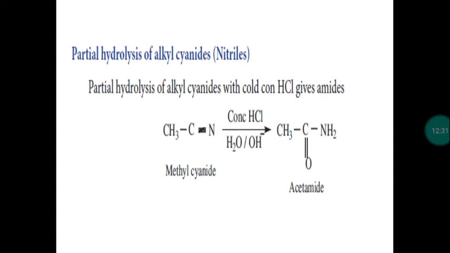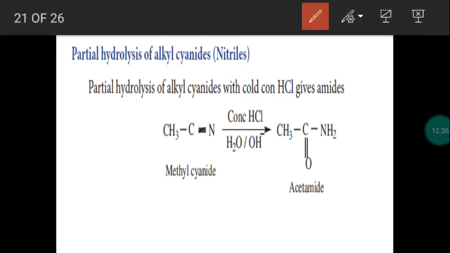Third process, partial hydrolysis process, addition of water. So the hydrolysis is taking place with cold concentrated hydrochloric acid. For this we take the reactant nitriles or cyanide. So we have taken methyl cyanide or cyanomethane, which is hydrolyzed in the presence of cold concentrated hydrochloric acid. We have obtained acetamide. Okay. So complete hydrolysis means acetamide will become some other substance like a salt.